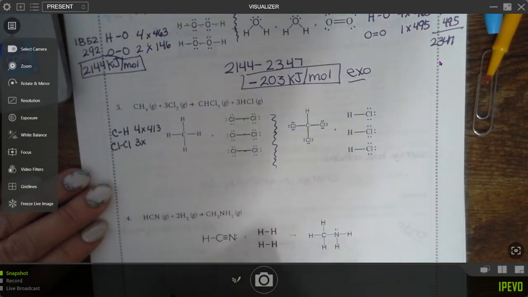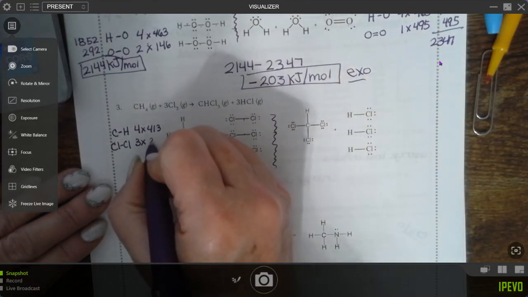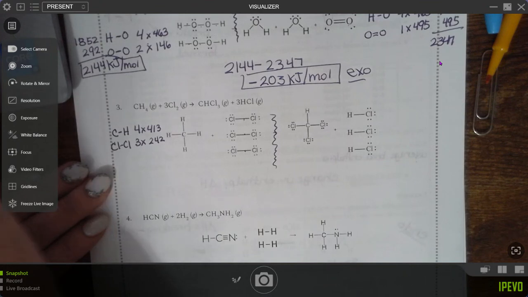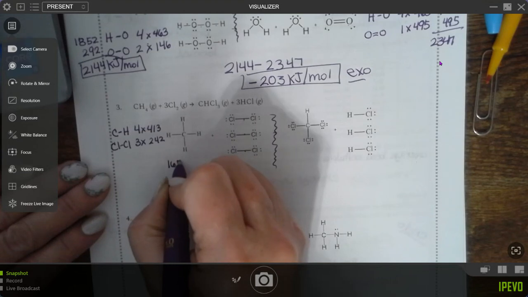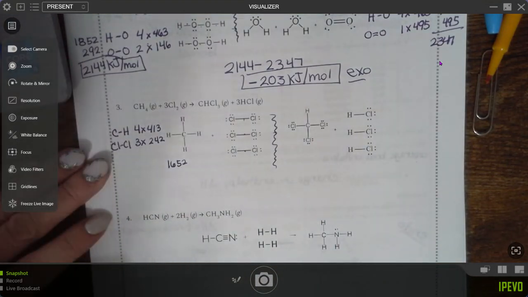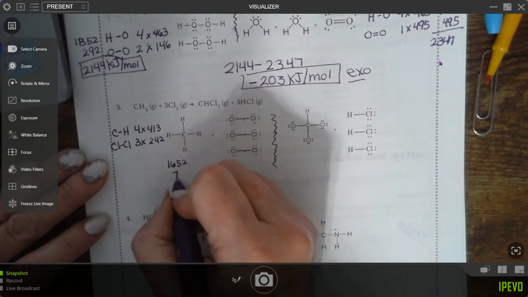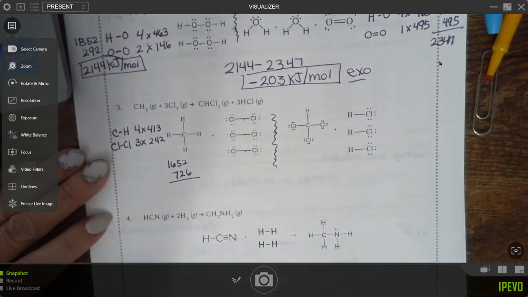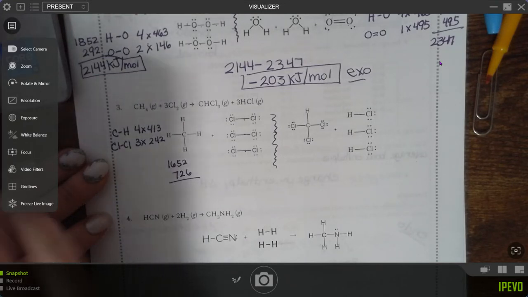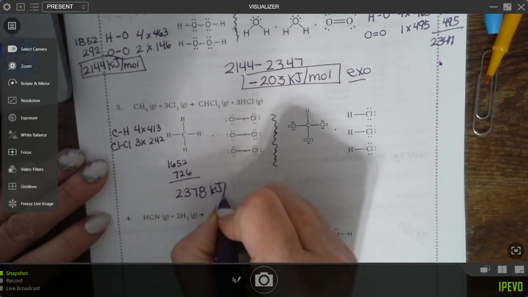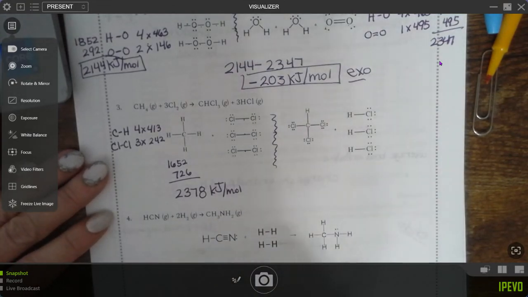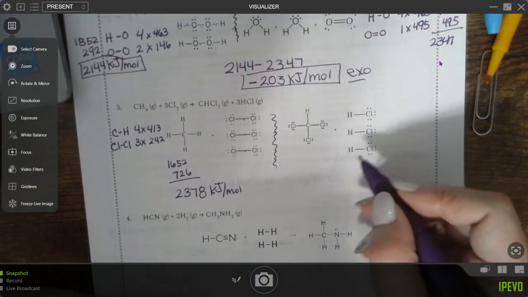So 3 times, what is chlorine-chlorine? 242. Okay, so 4 times 413 is 1652. And then 3 times 242 is 726. I'm going to add those together, and I will get 2378 kilojoules per mole. Those are my breaking bonds. Now I'm going to make bonds. What am I going to make?